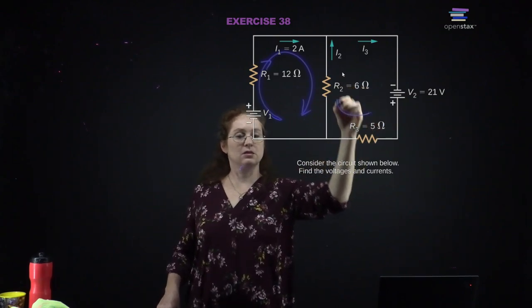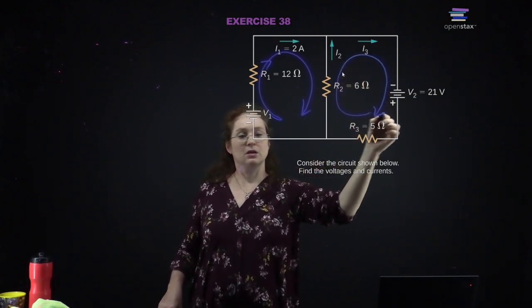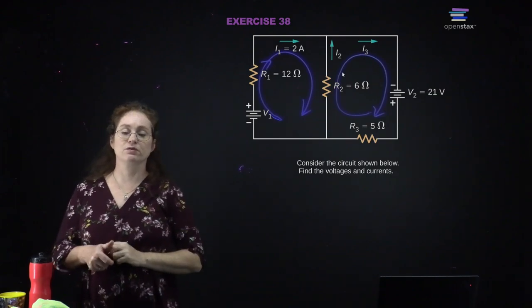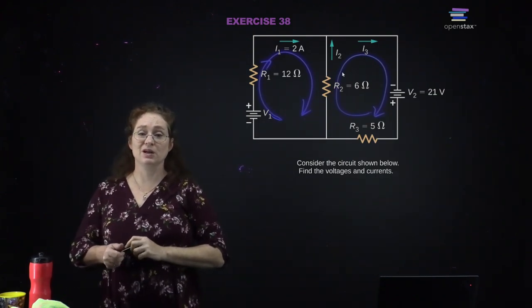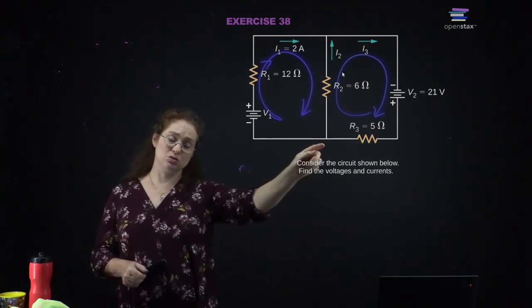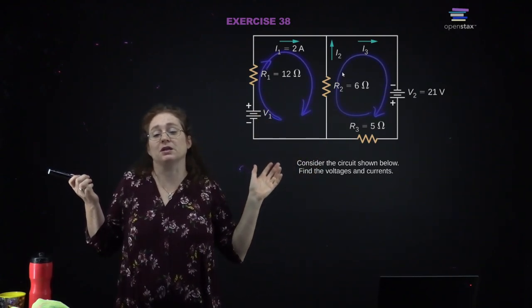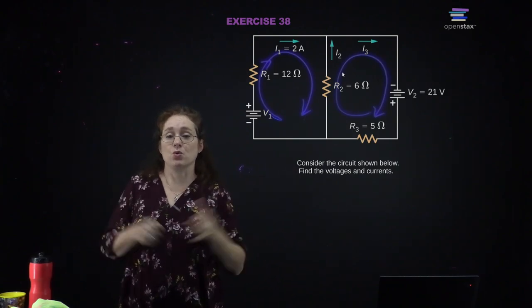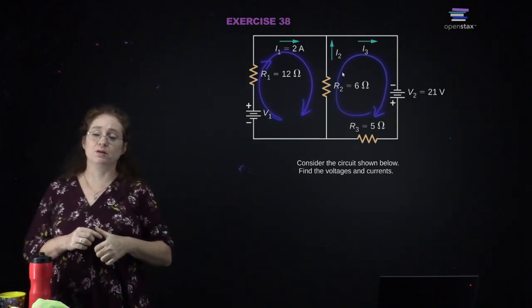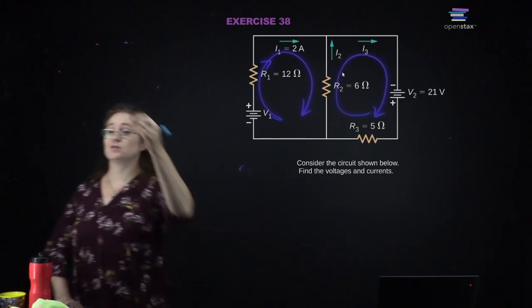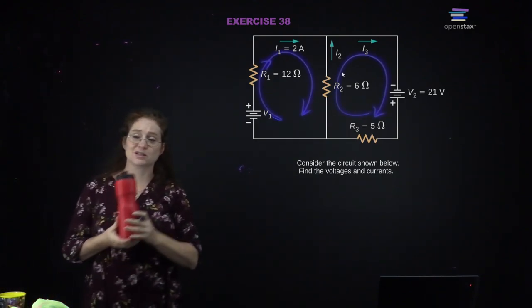And this loop. And then we should find three equations in three unknowns. We're going to look at these two junctions and these two loops. We're going to end up with some redundant equations. That's okay. I'd rather write redundant equations. I'd rather start with too many equations than not enough.